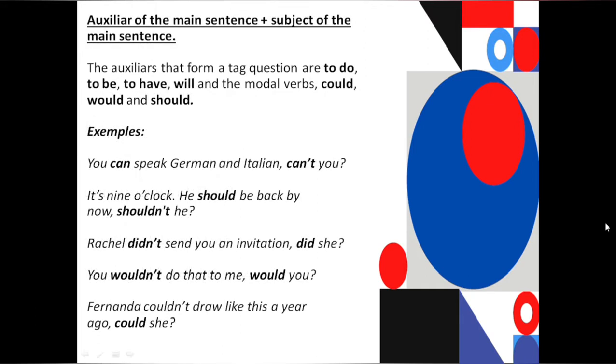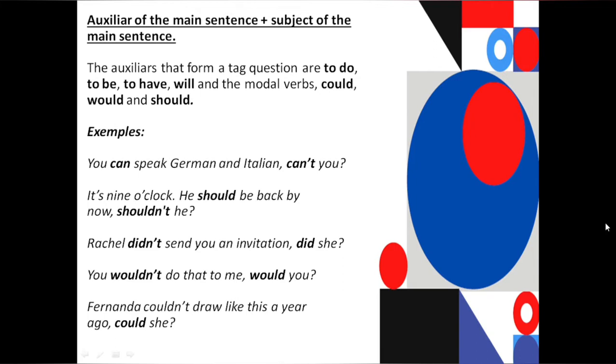How is the structure of a tag question? We have a sentence, and in the end, the auxiliary of the main sentence and the subject of the main sentence. What is my auxiliary here? The auxiliaries that form a tag question are to do, to have, to be, will, and the modal verbs could, would, and should. They all form a tag question.